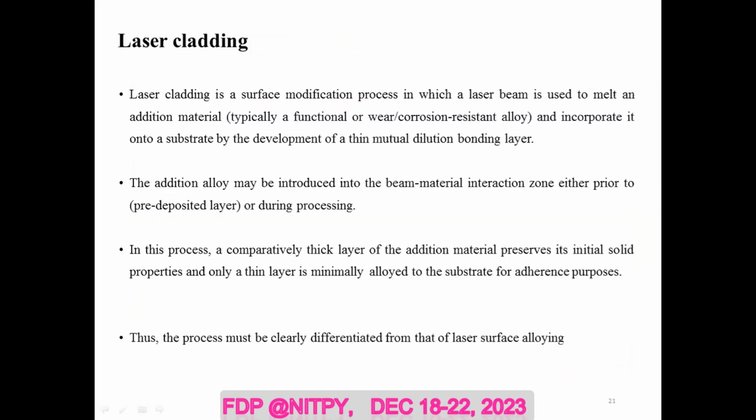Then laser cladding is a surface modification process in which a laser beam is used to melt the additional material and incorporate it onto the substrate by the development of a thin mutual dilution bonding layer. Laser alloying and laser cladding are actually different processes. In laser alloying, the alloy powders are pre-placed on the substrate material, then the laser source passes over the alloy powders.